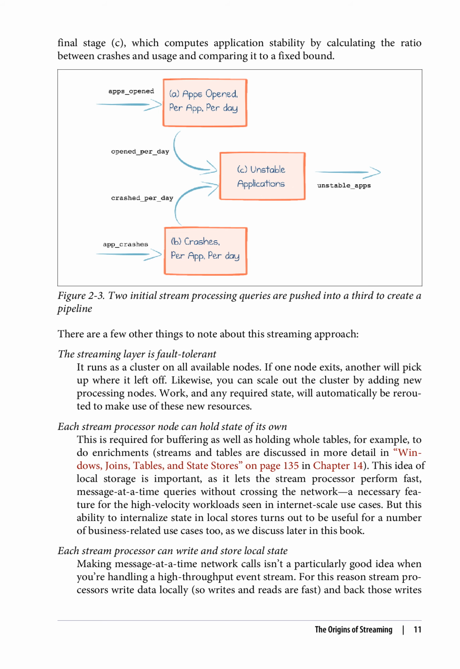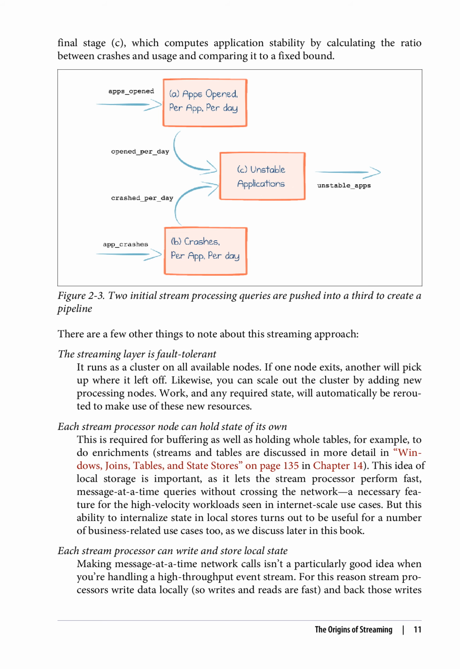Each stream processor node can hold state of its own. This is required for buffering as well as holding whole tables, for example, to do enrichments. Streams and tables are discussed in more detail in Windows, Joins, Tables, and State Stores on page 135 in Chapter 14. This idea of local storage is important, as it lets the stream processor perform fast, message-at-a-time queries without crossing the network, a necessary feature for the high-velocity workloads seen in internet-scale use cases. But this ability to internalize state and local stores turns out to be useful for a number of business-related use cases too, as we discuss later in this book.